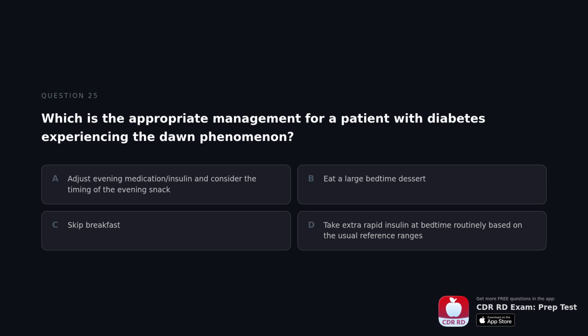A. Adjust evening medication or insulin and consider the timing of the evening snack. B. Eat a large bedtime dessert. C. Skip breakfast. D. Take extra rapid insulin at bedtime routinely based on the usual reference ranges.